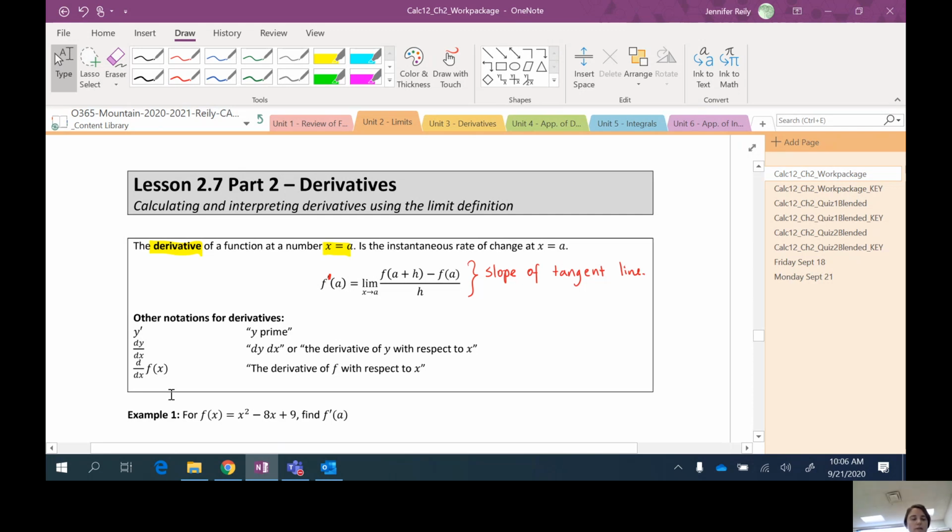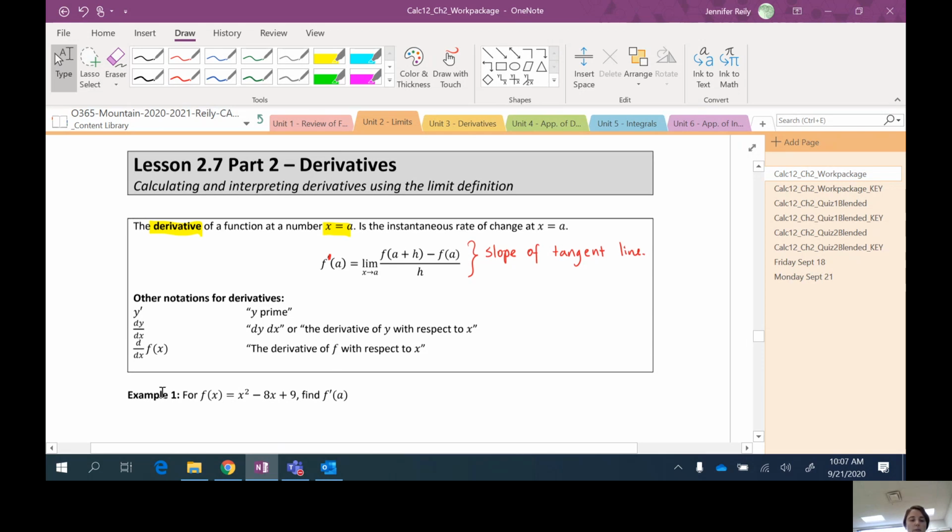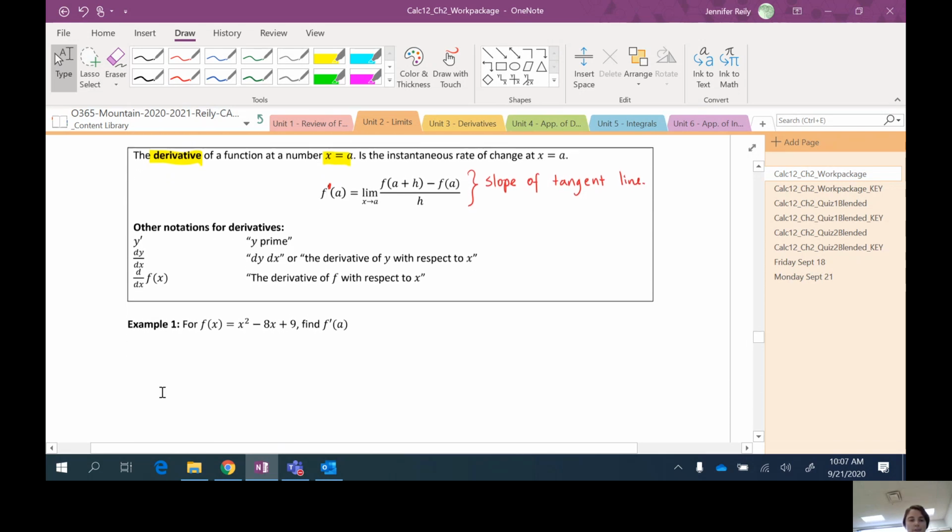There's other notations for derivatives as well. That's because two different mathematicians discovered calculus at the same time, and they each had their own notation. And so there's more than one way to write the derivative. So if you're talking about y instead of f of x, then y prime would be the derivative. You can also say dy by dx, or d of f of x over dx. Those all mean the derivative. So you'll see those pop up, and I'll remind you as we go through some examples.